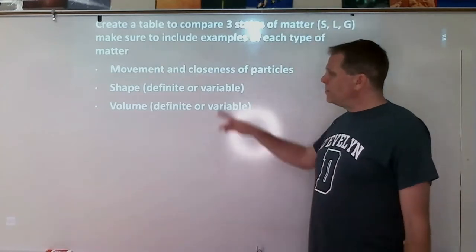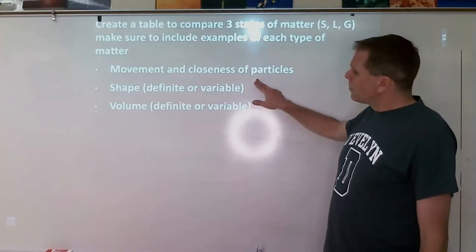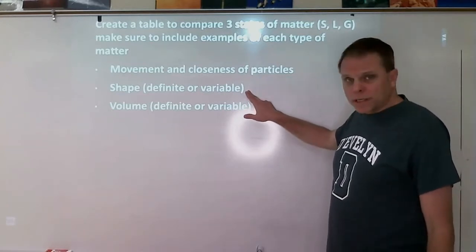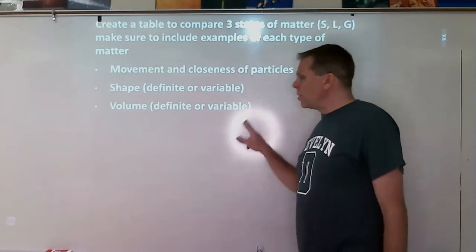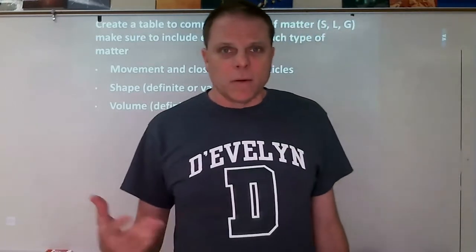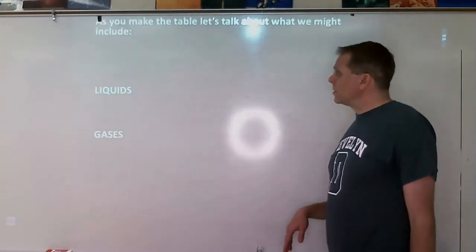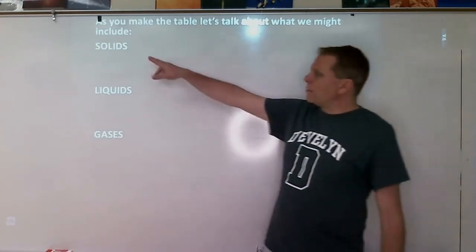But let's talk about the movement and the closeness of the particles. In our table, let's talk about the shape, whether it's definite or variable. And let's talk about the volume, whether it's definite or variable. So create a table with that. Let's talk about it as you make it, okay? So let's talk about what we want to include.